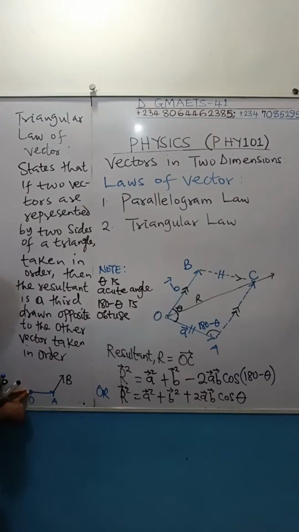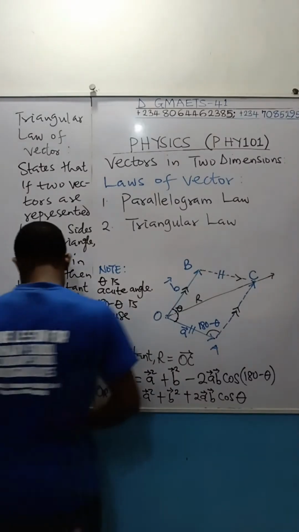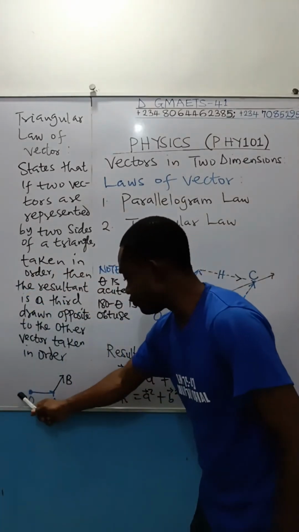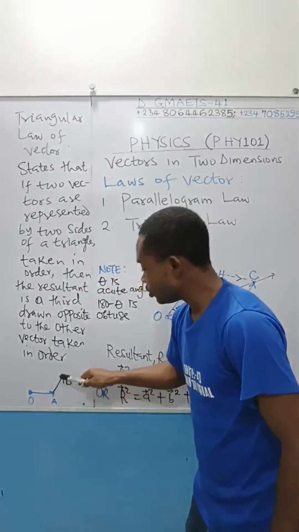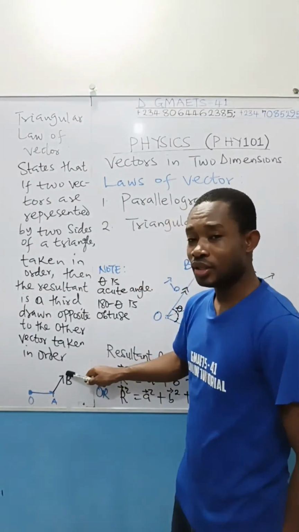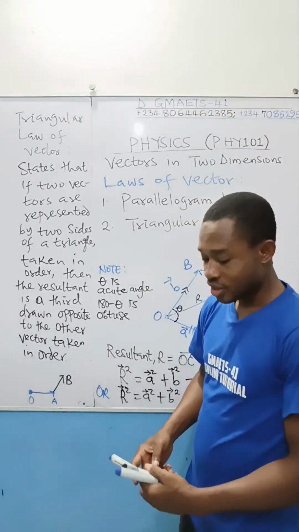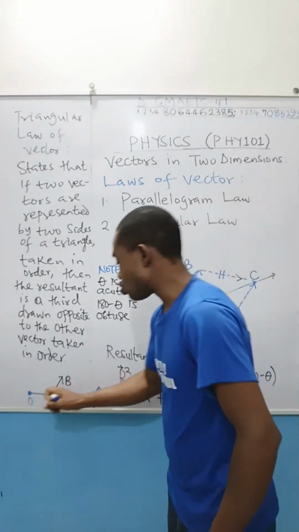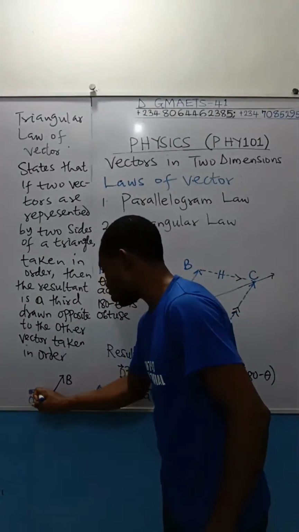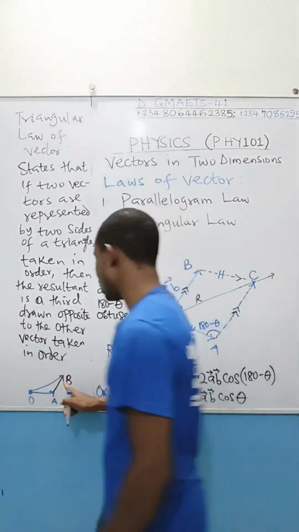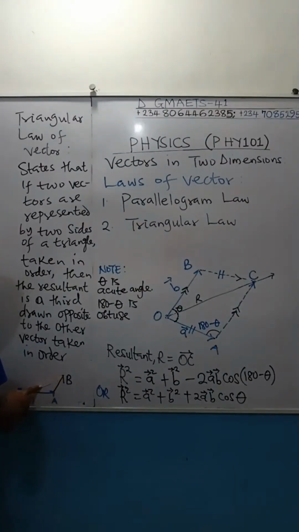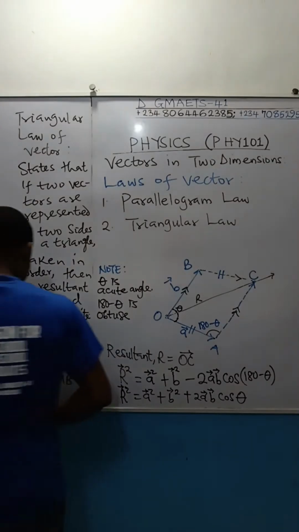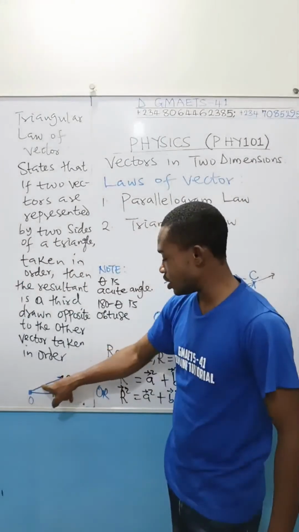So you see, from tail to head, vector OA. Tail to head, vector AB. Now to get the resultant is a third vector drawn, taken in order also, but opposite to the other two vectors. That third vector is drawn to close the first two vectors, something like this. It is drawn to close the first two vectors. So this is the third vector.